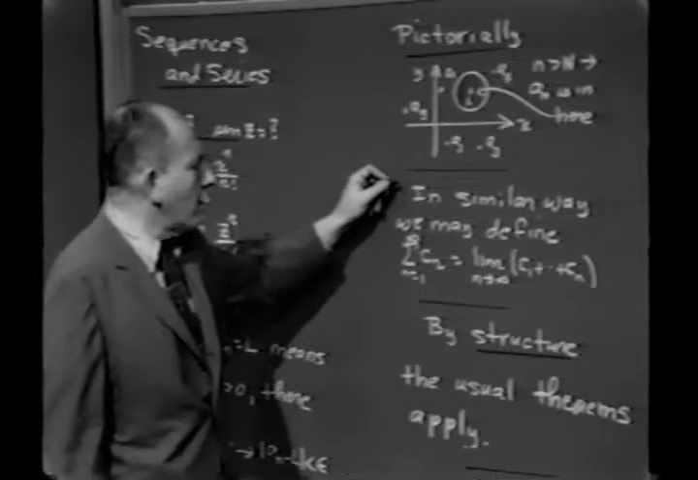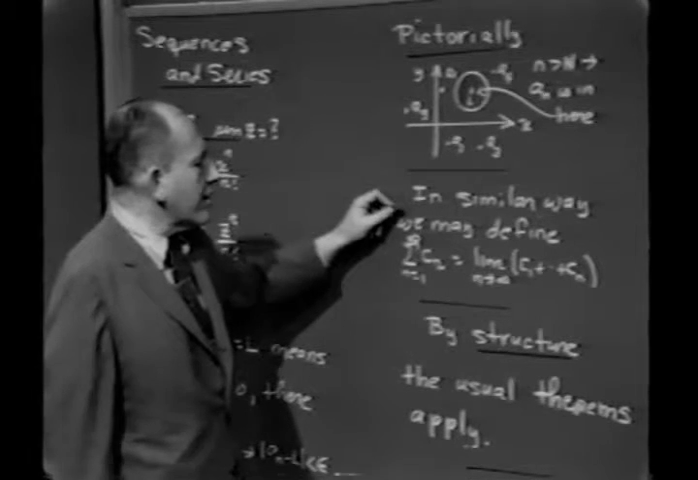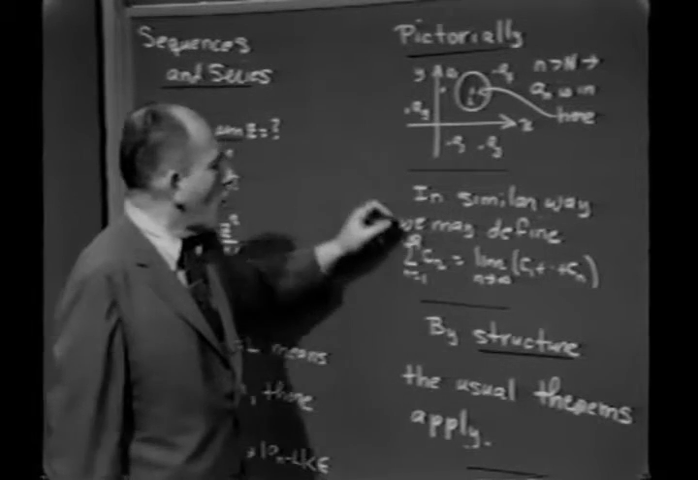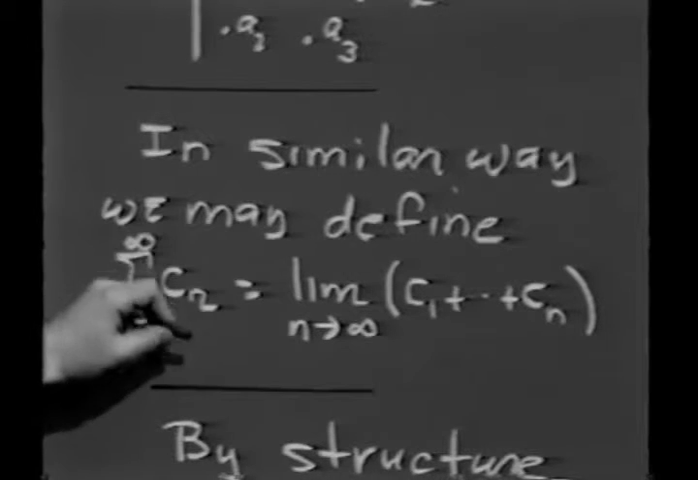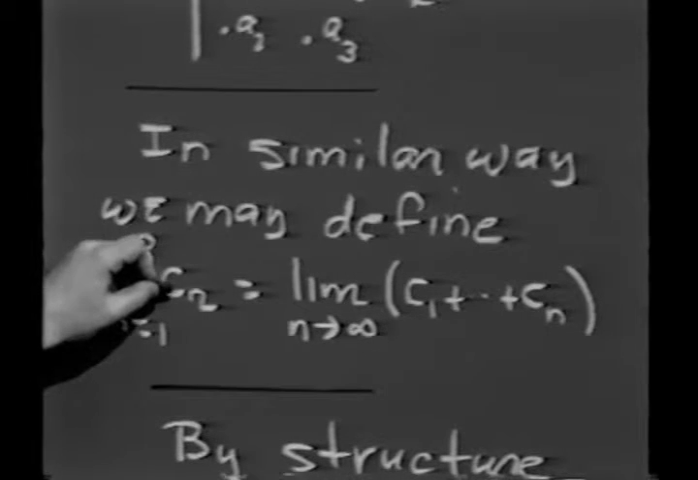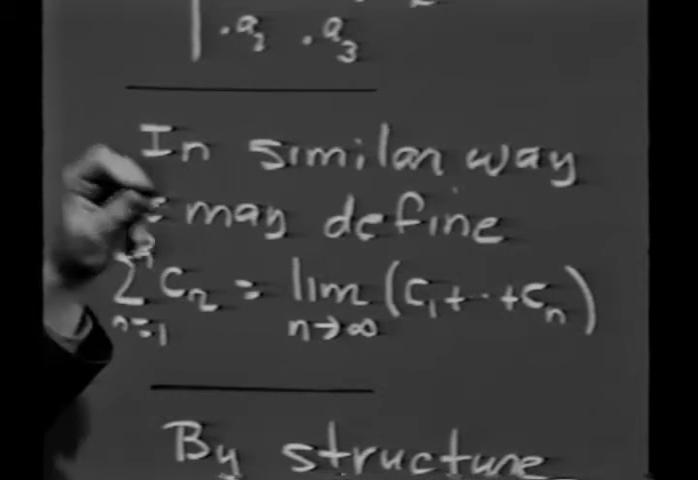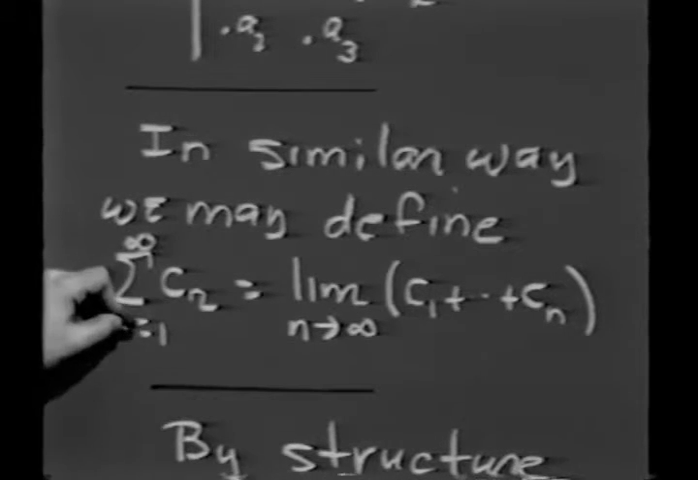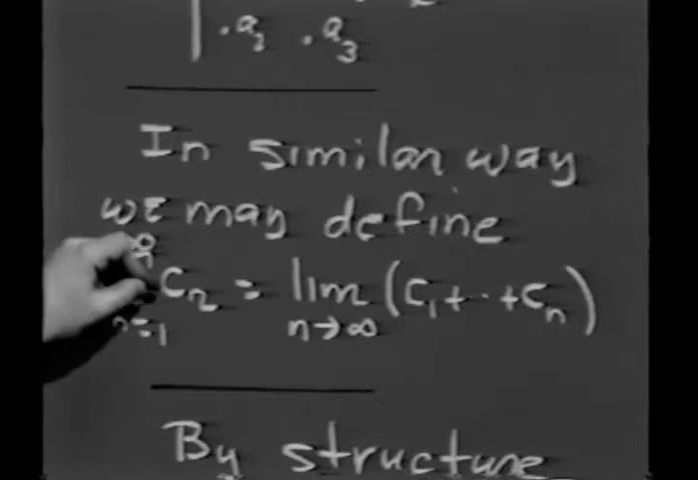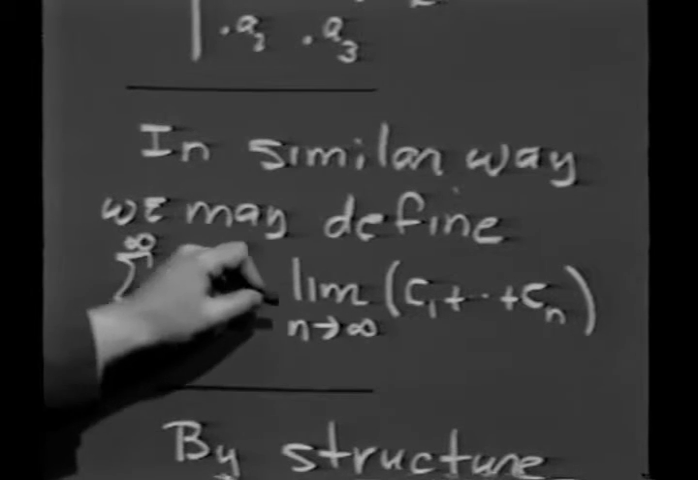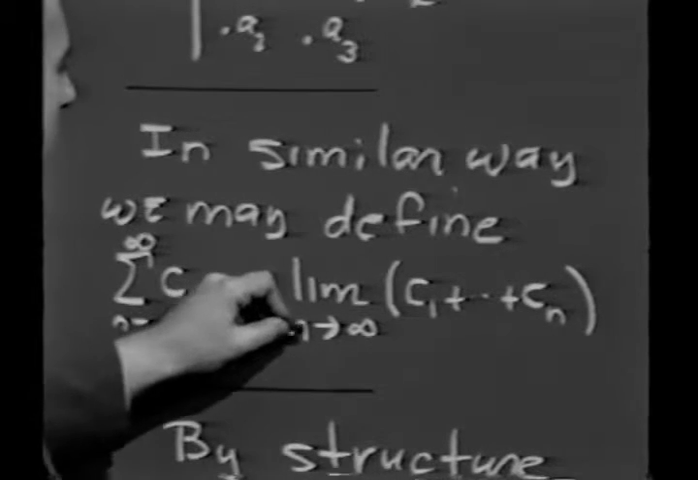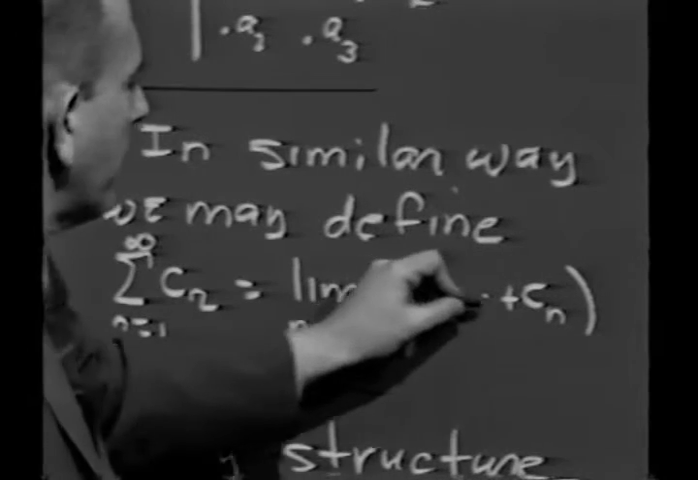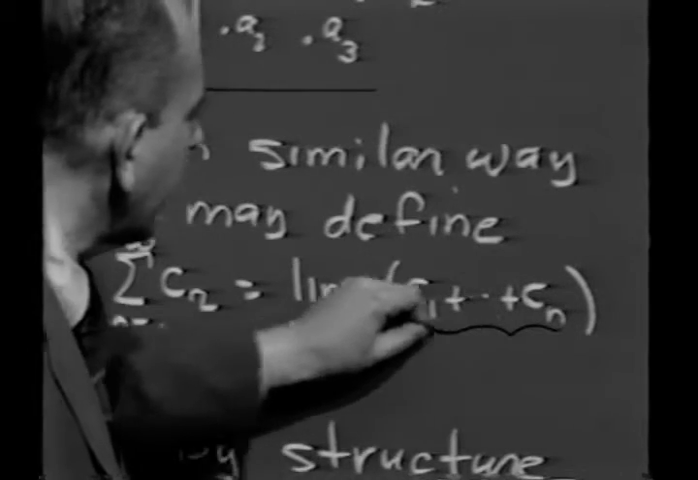In a similar way, though, that we went from sequences to series in the real case, we can now do the same thing in the complex case, namely, suppose C1, C2, C3, etc. represent a sequence of complex numbers. By the infinite sum, n goes from 1 to infinity of C sub n, I simply mean the limit as n goes to infinity of C1 plus etc. plus Cn, noticing that this is what?